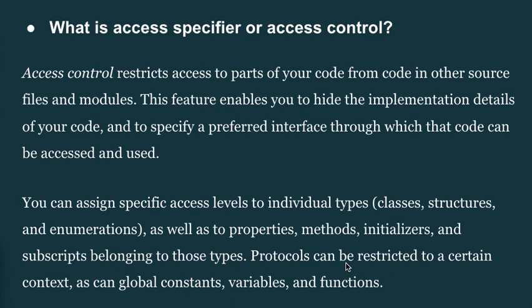Access control restricts access to parts of your code from code in other source files and modules. This feature enables you to hide the implementation details of your code and to specify a preferred interface through which that code can be accessed and used. You can assign specific access labels to individual types, classes, structures, and enumerations, as well as to properties, methods, initializers, and subscripts belonging to those types. Protocols can be restricted to a certain context, as in global constants, variables, and functions.